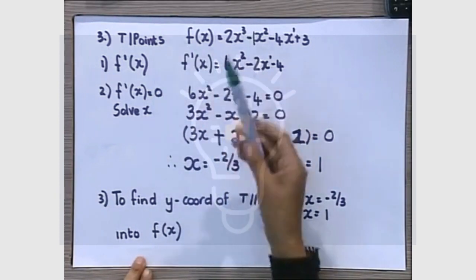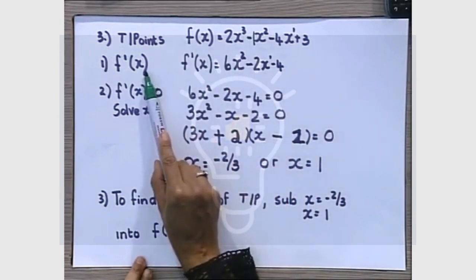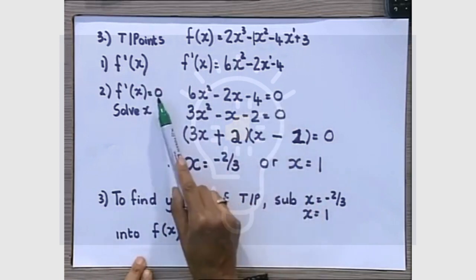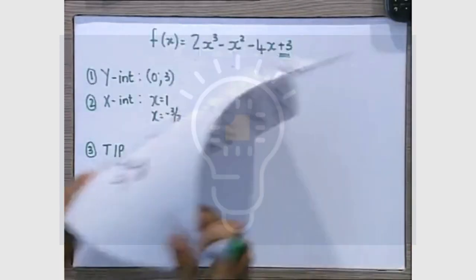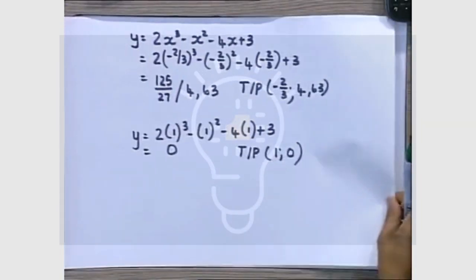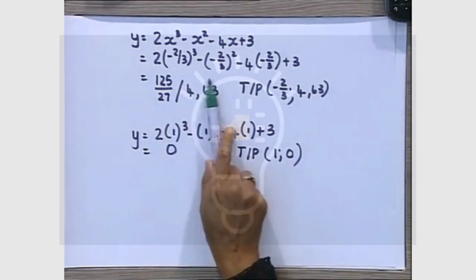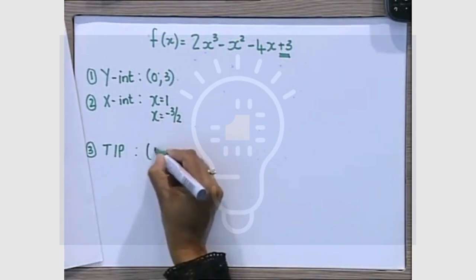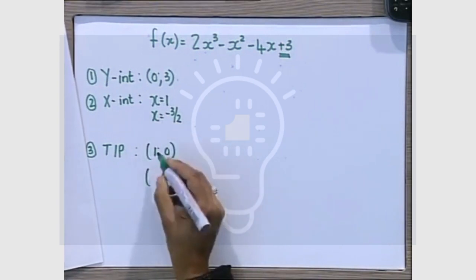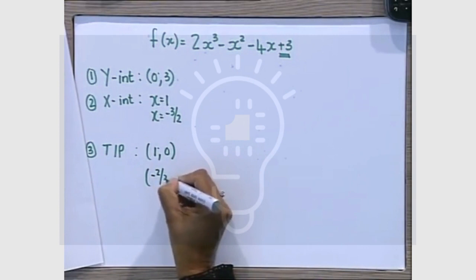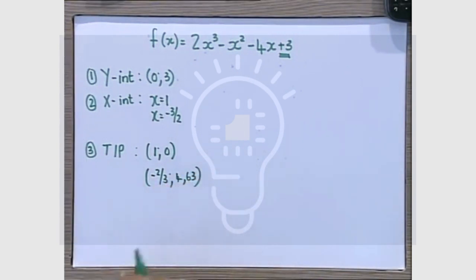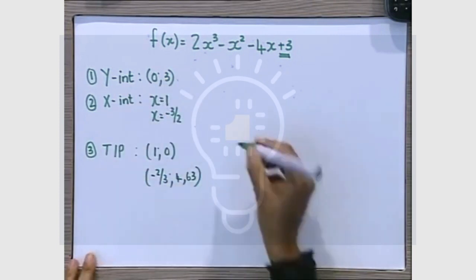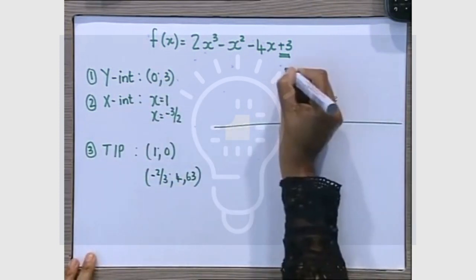To find your turning points, we found the derivative. We made the derivative equal to 0 and we solved for x. We took these x's and we substituted them back into the original equation. And there you have your turning points. Your turning points were (1, 0), and your other turning point was (negative 2 over 3, 4.63). And grade 12, with this information, we are now ready to go and draw our graph.